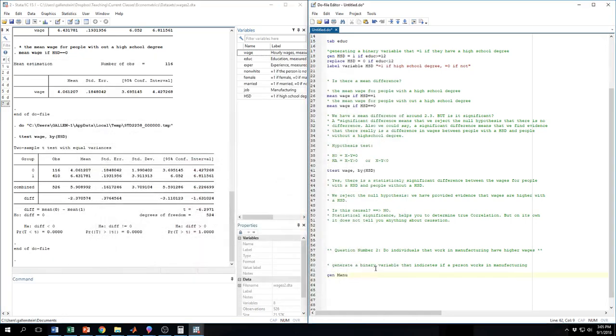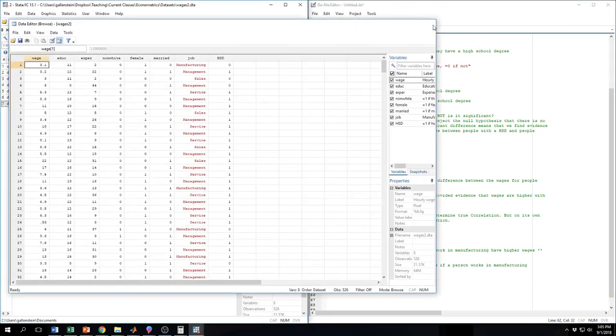All right, so this is how we're going to do it. This is kind of tricky. If job equals manufacturing, you have to make sure you spell it right. And you want to make sure you get the syntax right on this code. What this is doing is I'm generating a dummy variable. It will equal 1 if job equals manufacturing. And it will equal 0 if it doesn't equal manufacturing. You have to get the spelling right on string variables.